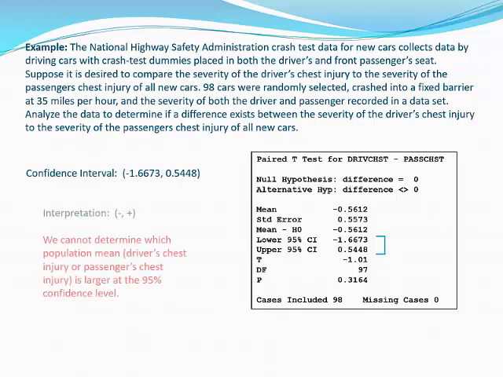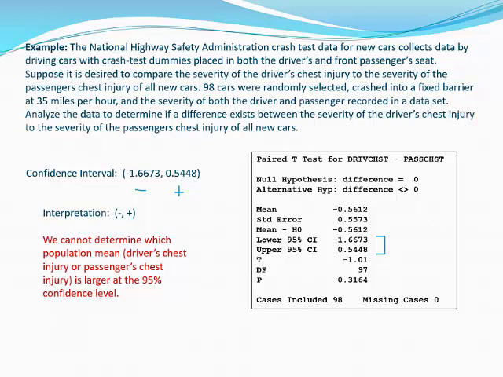And the way that we're going to look at this, it's got a negative lower endpoint, right? That's a negative number. That's a positive number. What do we say when we have a negative and a positive? We don't know. We don't know what the relationship is. We cannot determine which population mean is larger.